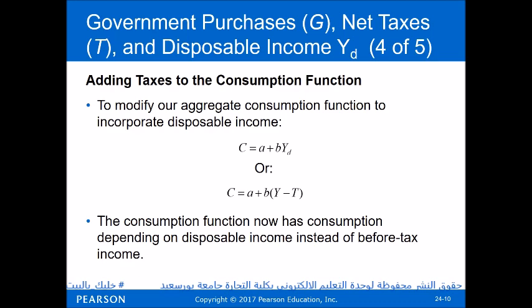To modify our aggregate consumption function to introduce disposable income, we write the consumption equation in the form C equals A plus B times YD, or substituting for YD, C equals A plus B times Y minus T. The consumption function now, as a result of the presence of taxes, has consumption depending on disposable income YD, and not, as before, on before tax income, denoted as Y.